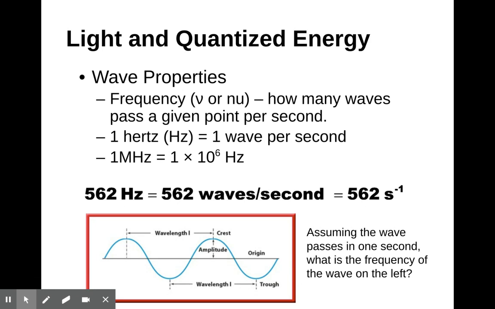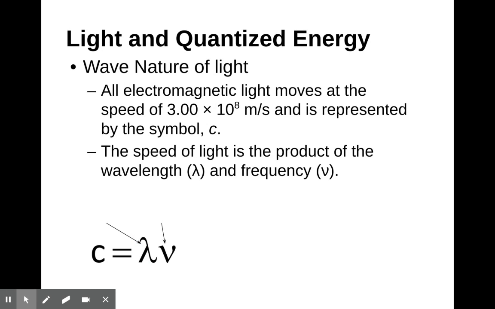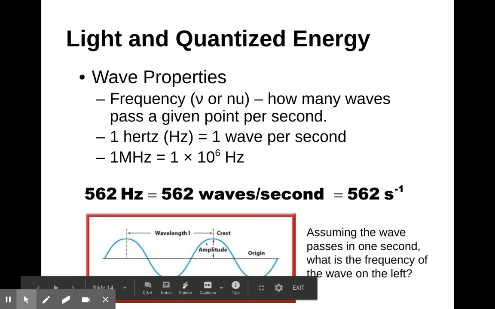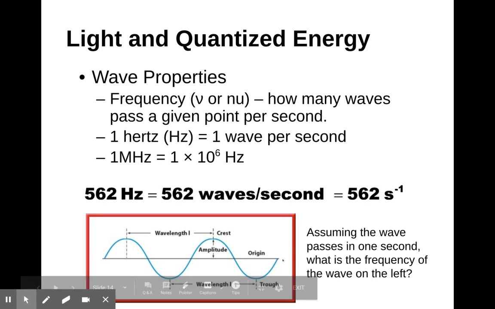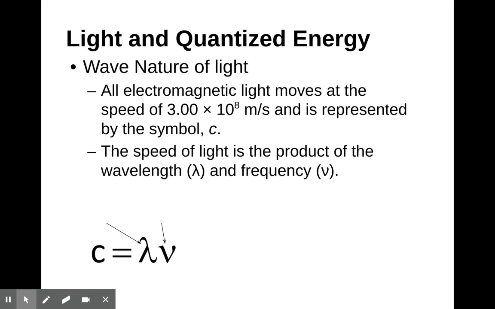Assuming the wave passes in 1 second, what is the frequency of the wave to the left? What we see is that most likely it's 1, 2, if that was just in 1 second. Wave nature of light.